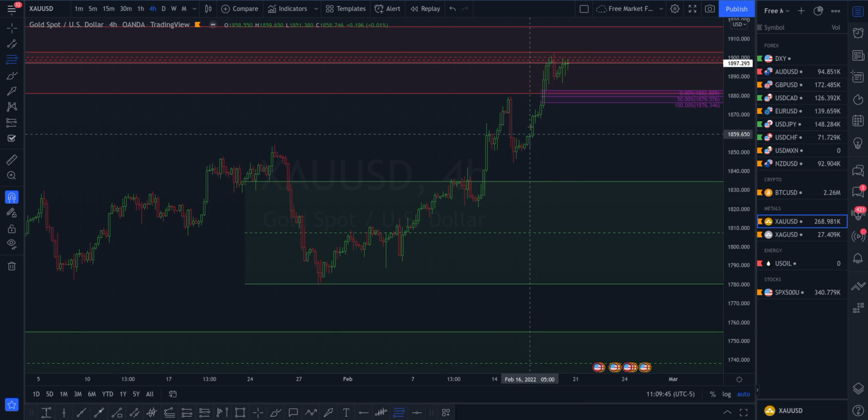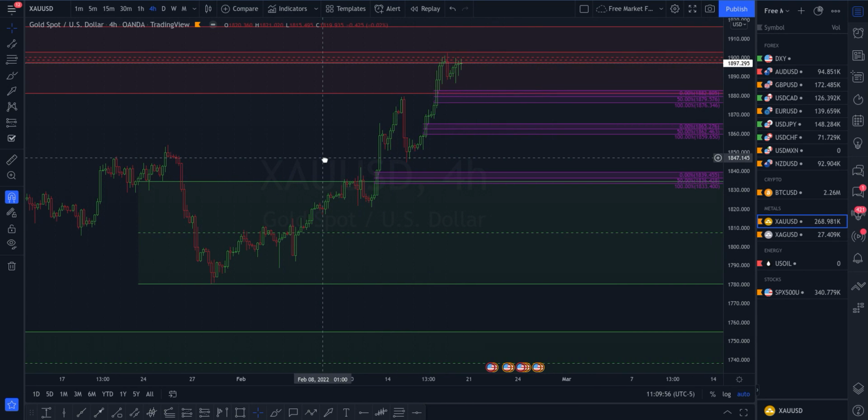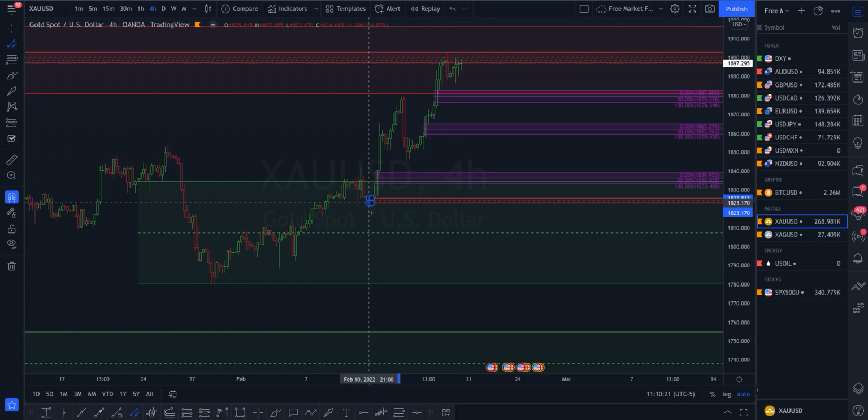We have imbalance here. We have imbalance here. Okay. Any unmitigated 4 hours? This one has been mitigated. This one has not been mitigated. This one has been mitigated. Okay. So it's very possible, guys, we could catch our buys coming off of this zone.